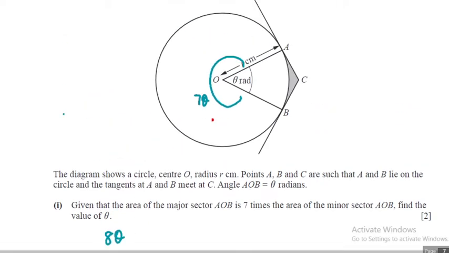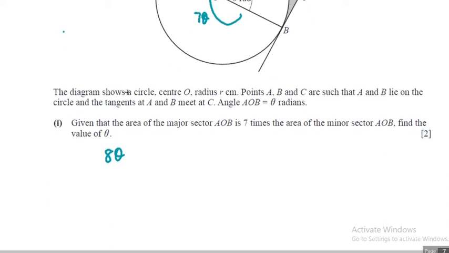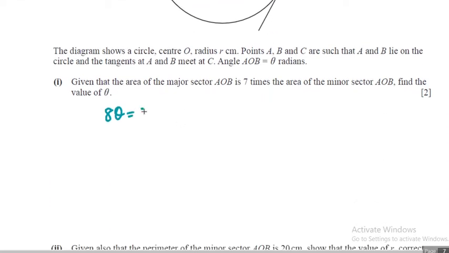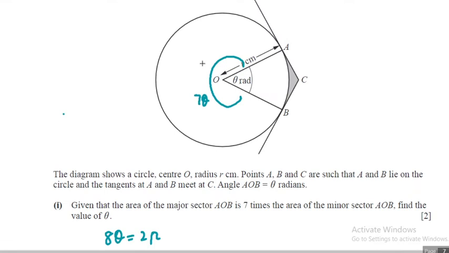Because 7 theta plus theta, isn't that 8 theta? Okay, so equals 2 pi. Alright, so your theta will be 2 pi over 8. Simplify, so pi over 4 radians. Okay, leave it. Free 2 marks for you if you know that area and angles are proportional.